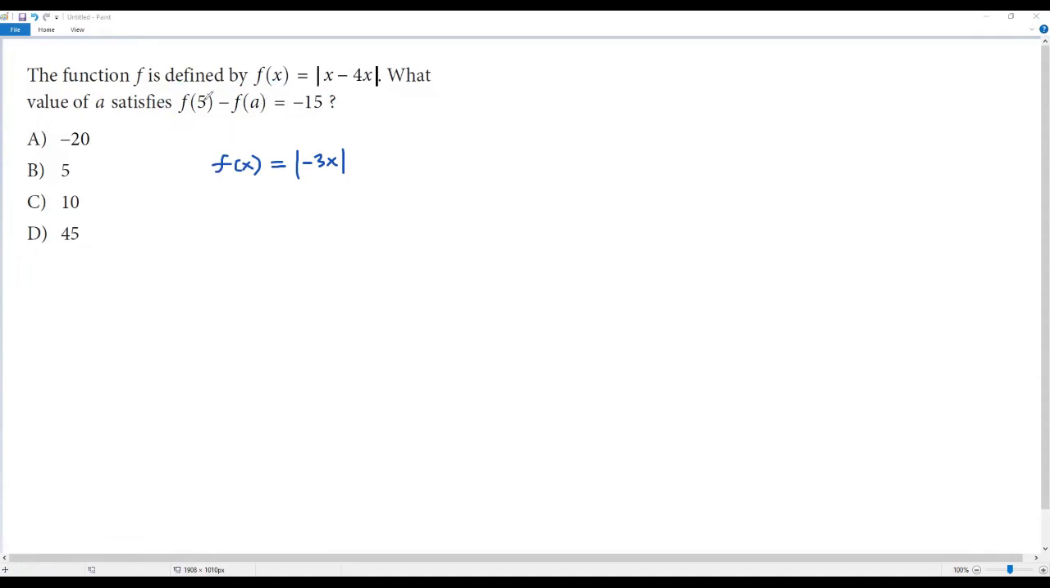To get the value of f of y, we have to plug in y for x. Then I'm getting the absolute value of negative 3 times y. Negative 3 times y is negative 15. That is, we get the absolute value of negative 15 for f of y. Negative. To get f of a, we have to plug in a for x. Then I'm getting the absolute value of negative 3a. On the right side, we have negative 15.